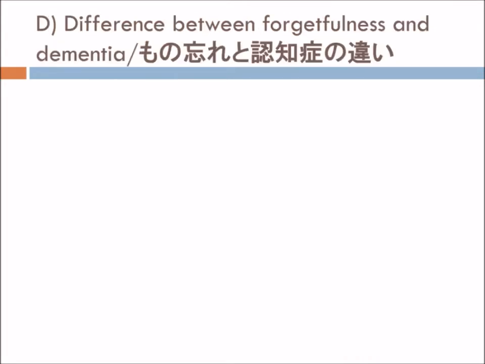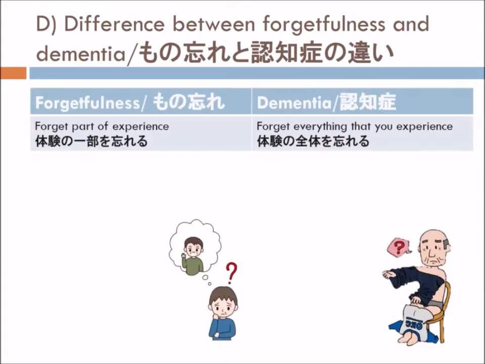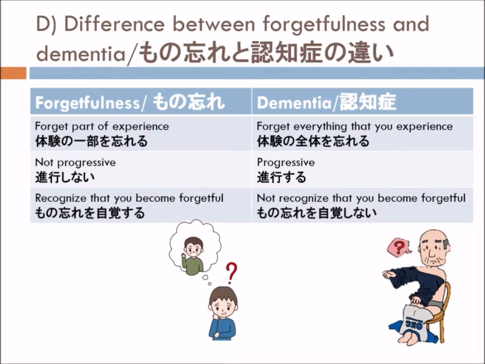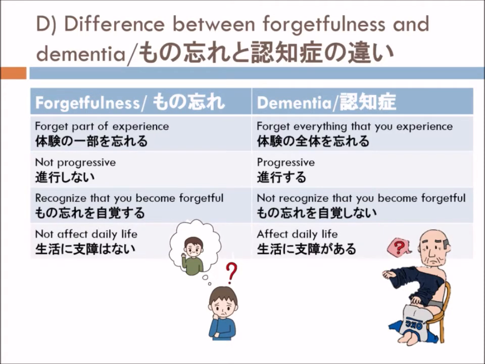Difference between forgetfulness and dementia. Forgetfulness is to forget part of an experience, but with dementia one forgets everything that was experienced. Forgetfulness is not progressive, but dementia is progressive. Normal people who just forget can recognize that they have become forgetful, but people with dementia don't recognize that they have become forgetful. Forgetfulness doesn't affect daily life, but dementia affects daily life.